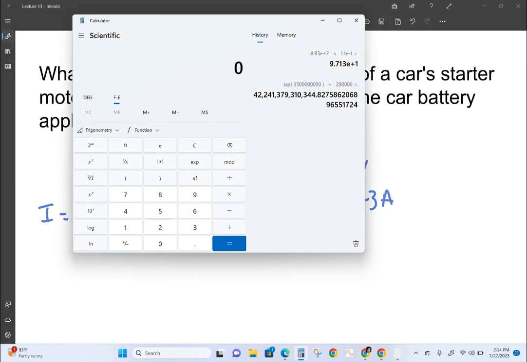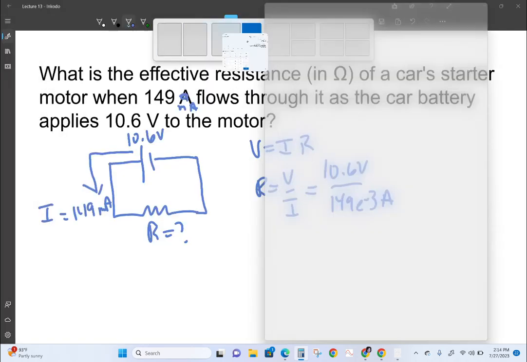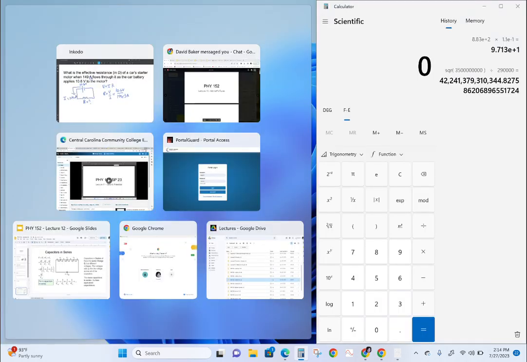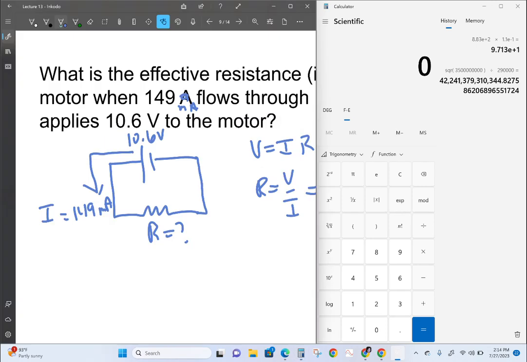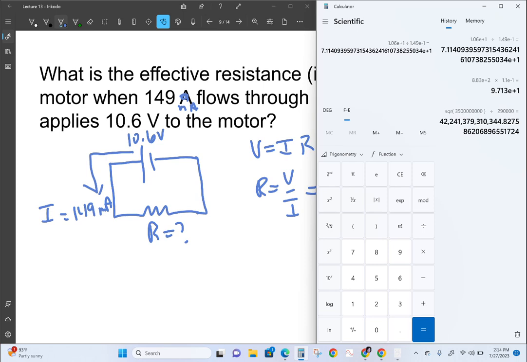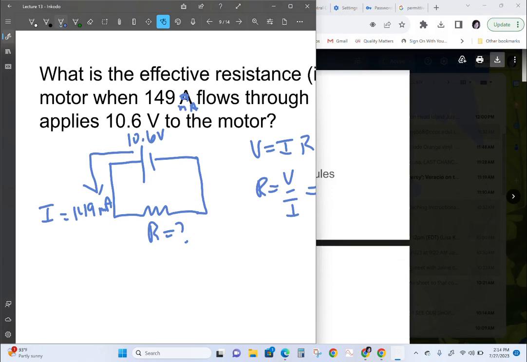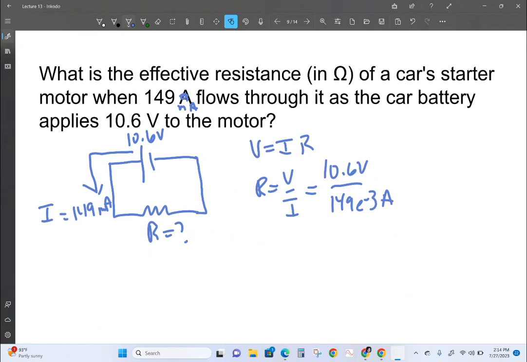So we want to do 10.6 divided by 149 e to the negative 3. And we're going to get 7.11 e to the 1, or 71.1 ohms.